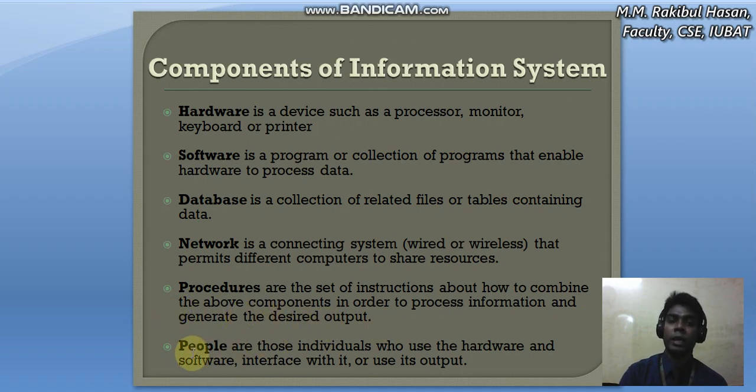And at last we need people. People are those individuals who use the hardware and software, interface with it, or use its output. So these are the 6 components of information system.